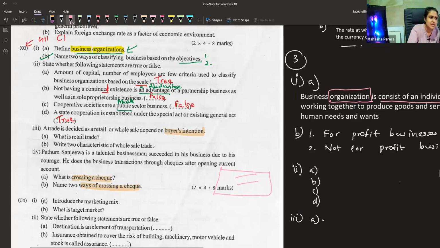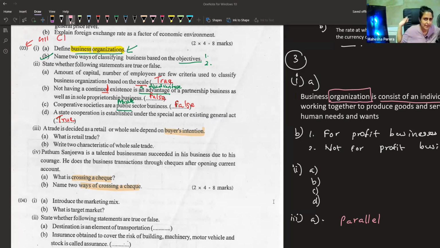Crossing a check is drawing two parallel lines on the face of a check. Just write. Crossing a check is drawing two parallel lines on the face of a check. Write the spelling of parallel correctly.